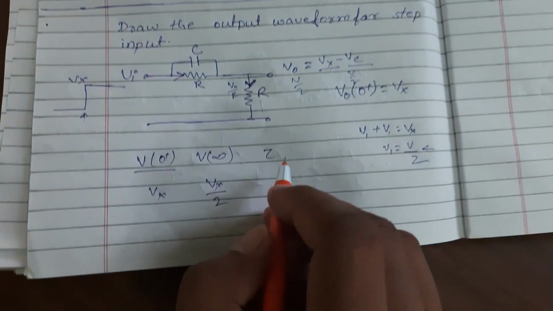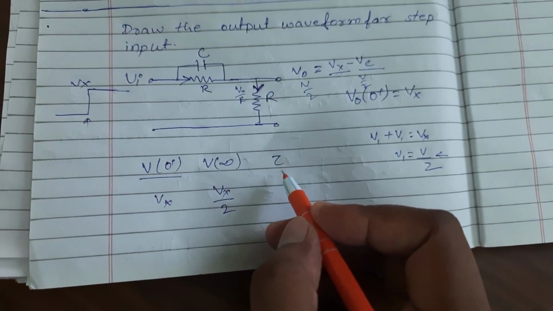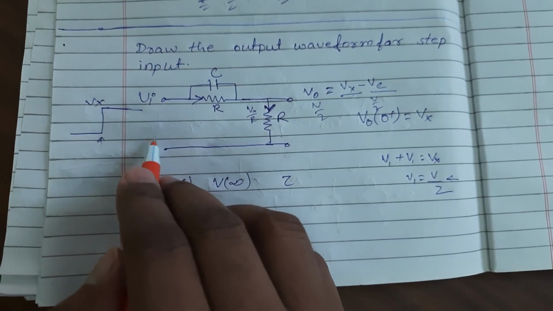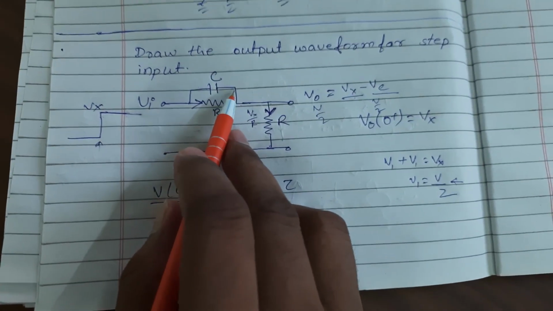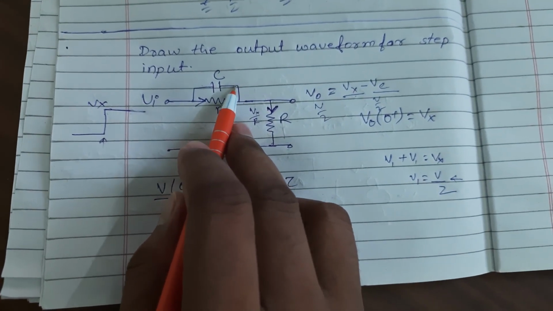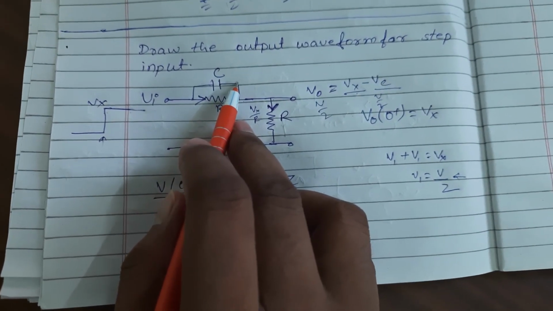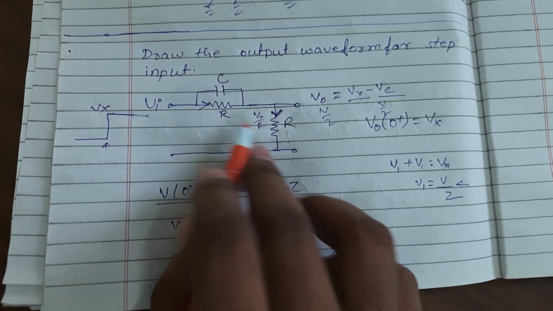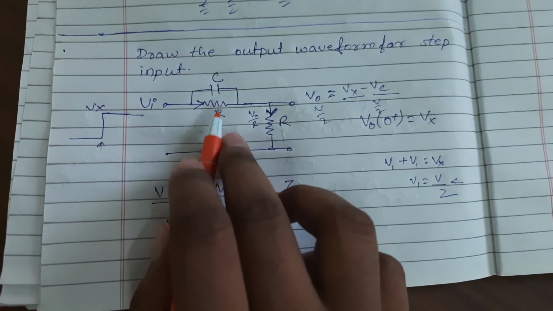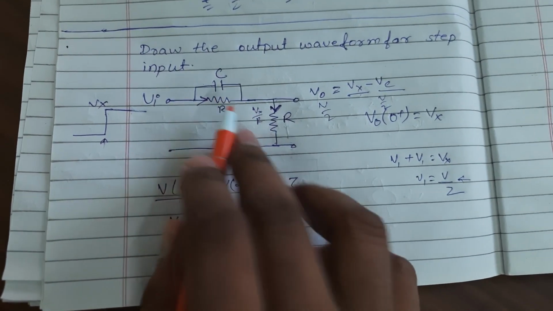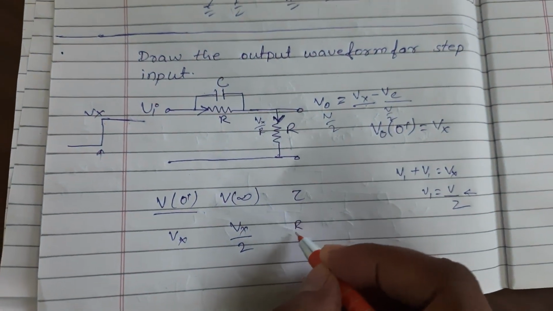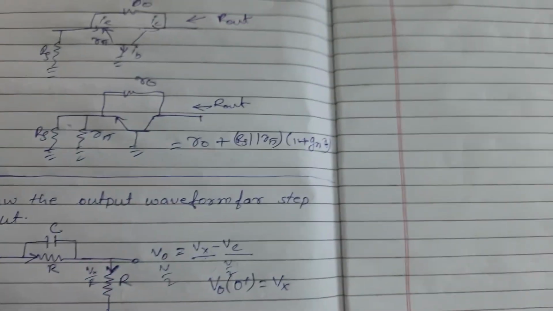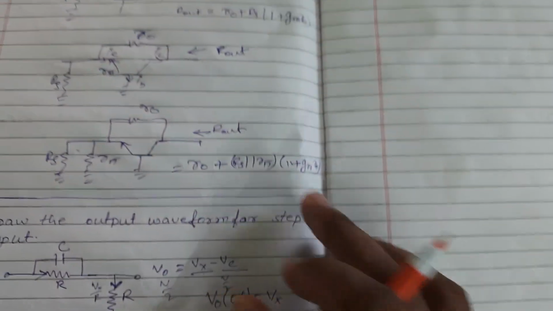Also when we want to calculate the time constant, we will short the input terminal as it is a voltage source. So we will short this and find the equivalent resistance across this capacitor. The equivalent resistance across this capacitor will be this resistor and this resistor in parallel, so the equivalent resistance will be R by 2. So the time constant will be R by 2 times C. So we can now plot the output waveform across this resistor.